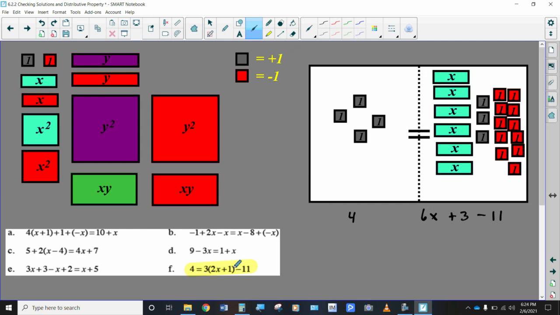3 times 2x plus 1 becomes 6x's. And then 3 times 1 is 3. And then minus 11: 1, 2, 3, 4, 5, 6, 7, 8, 9, 10, 11. So 4 on the left, and then all of this on the right. Let's combine like terms by creating our 0 pairs here.